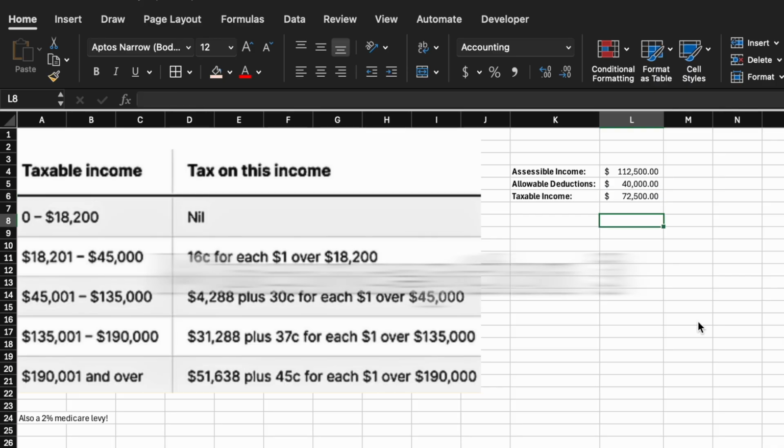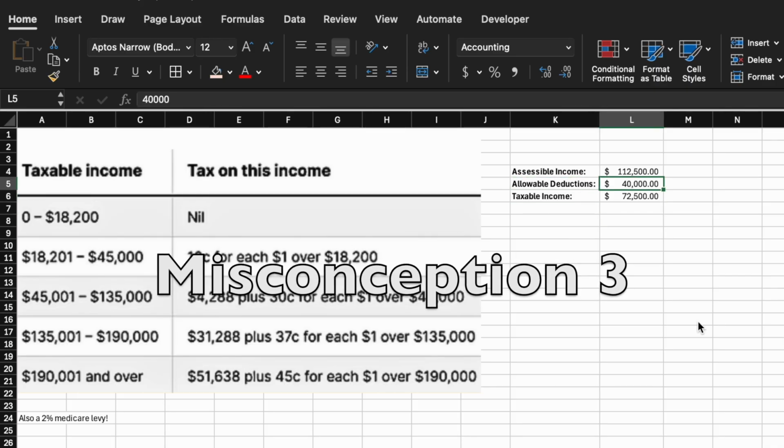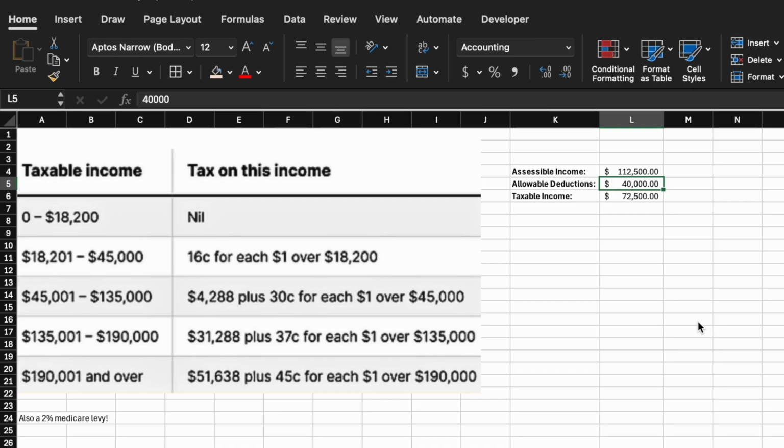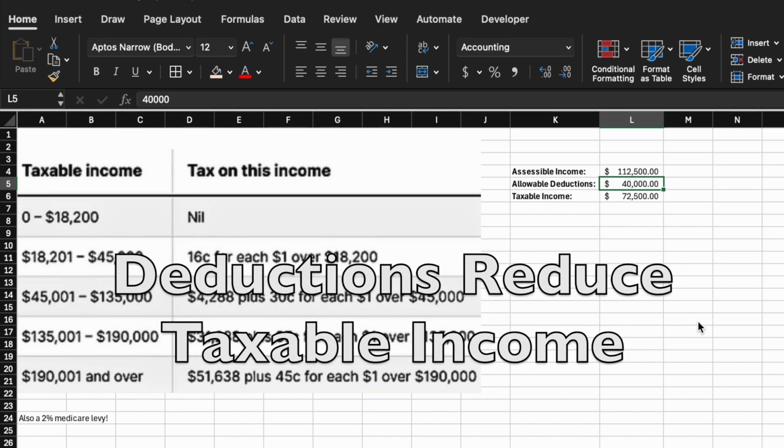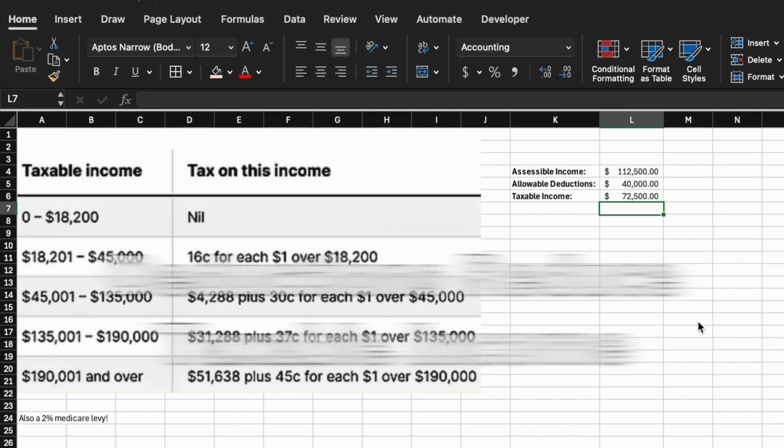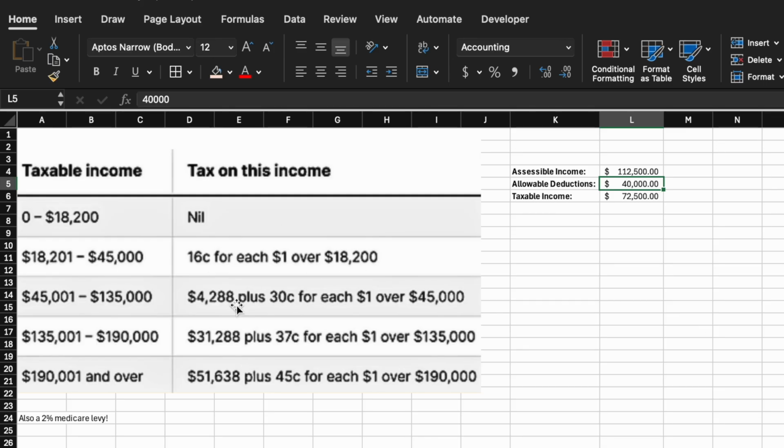Now, another misconception is that a deduction means that amount you don't have to pay in tax. So that's not a $40,000 tax offset, meaning you don't have to pay $40,000 that you would have. Instead, it simply decreases your taxable income. The real tax benefit is when we look at those brackets.